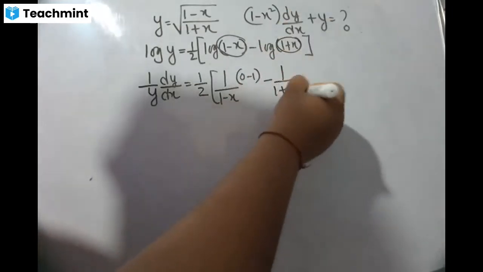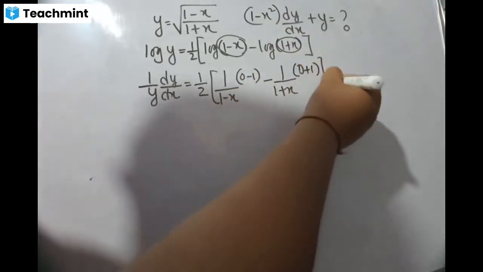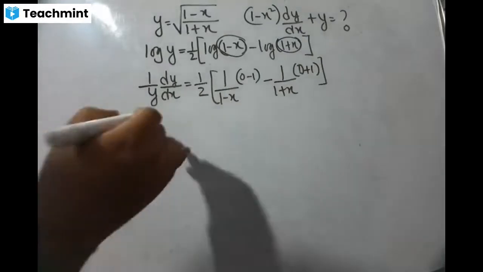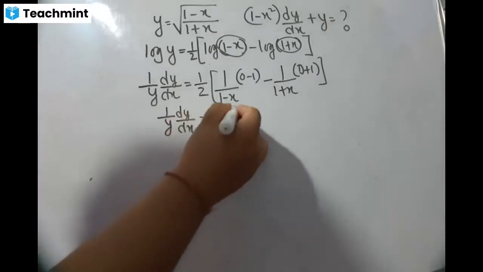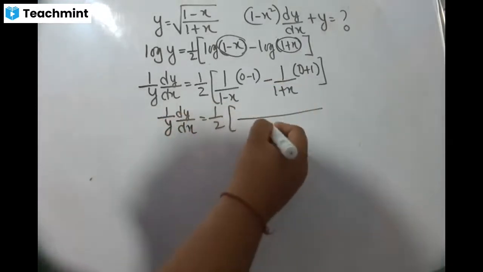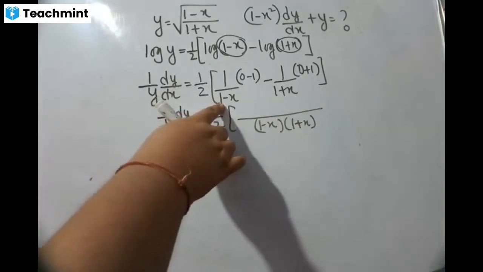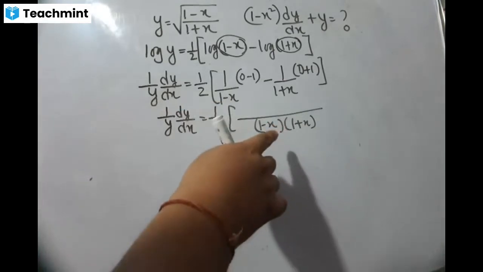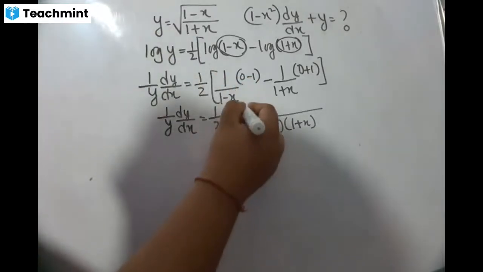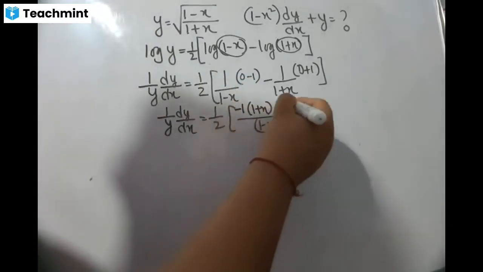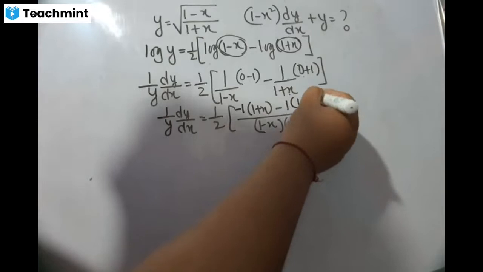So 1 plus x, I've circled it, that means I need to differentiate one more time. So 1 is 0, x is 1. So see what is left. 1 by y dy by dx is equal to 1 by 2. What is the LCM? The LCM is 1 minus x and 1 plus x. Out here 1 minus x is there, so you have to multiply it with 1 plus x. What's the numerator? 0 minus 1 is minus 1. Minus 1 into 1 is minus 1. So you have to multiply minus 1 with 1 plus x. Then 0 plus 1 is 1, 1 into 1 is 1. So 1 plus x is there, you have to multiply with 1 minus x.